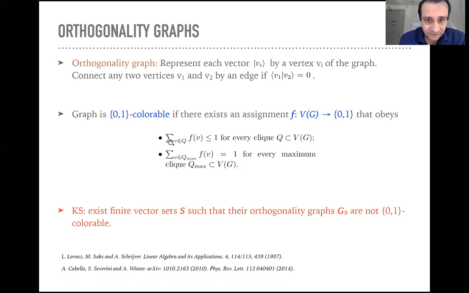The translation is that the assignment must now assign to the vertices of the graph the value 0 or 1 in such a way that for every clique of the graph, the sum of the value assignments must be less than or equal to 1, while for a maximum clique in the graph, the sum of the value assignments must be equal to 1. So another way to state the Kochen-Specker theorem is to say that there are finite orthogonality graphs or finite vector sets such that their orthogonality graphs are not 0-1 colorable.